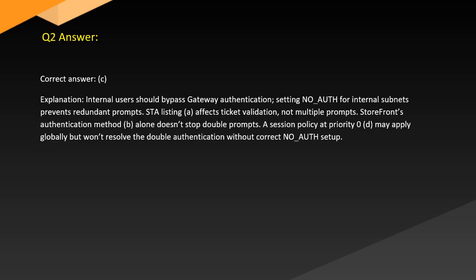Answer. Correct answer: C. Explanation. Internal users should bypass gateway authentication. Setting no auth for internal subnets prevents redundant prompts. STA listing, A, affects ticket validation, not multiple prompts. StoreFront's authentication method, B, alone doesn't stop double prompts. A session policy at priority 0, D, may apply globally but won't resolve the double authentication without correct no auth setup.